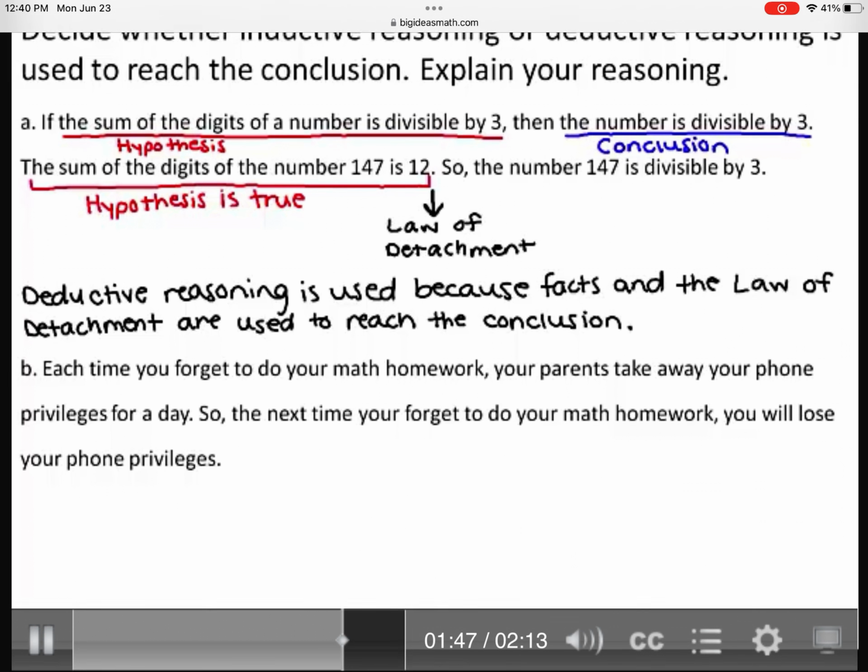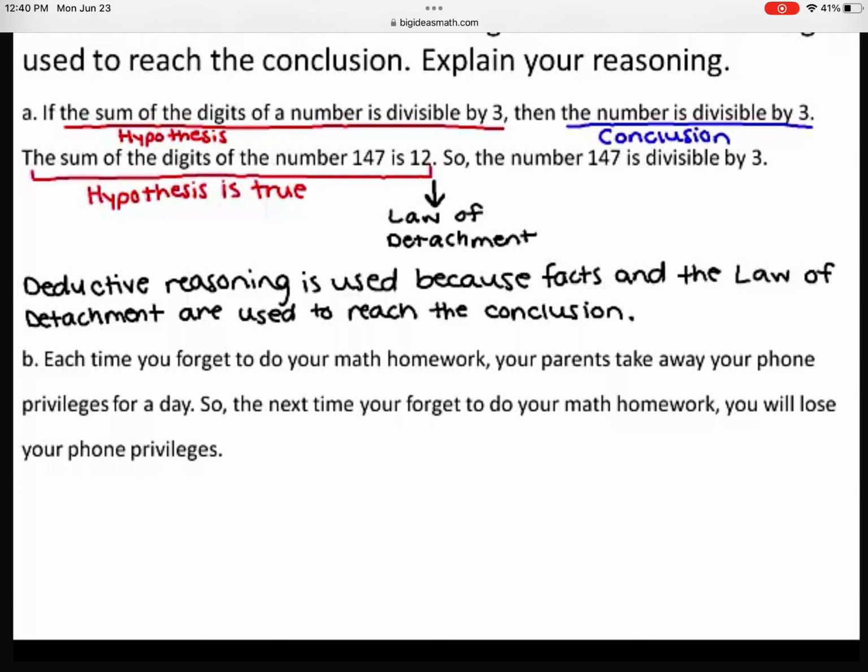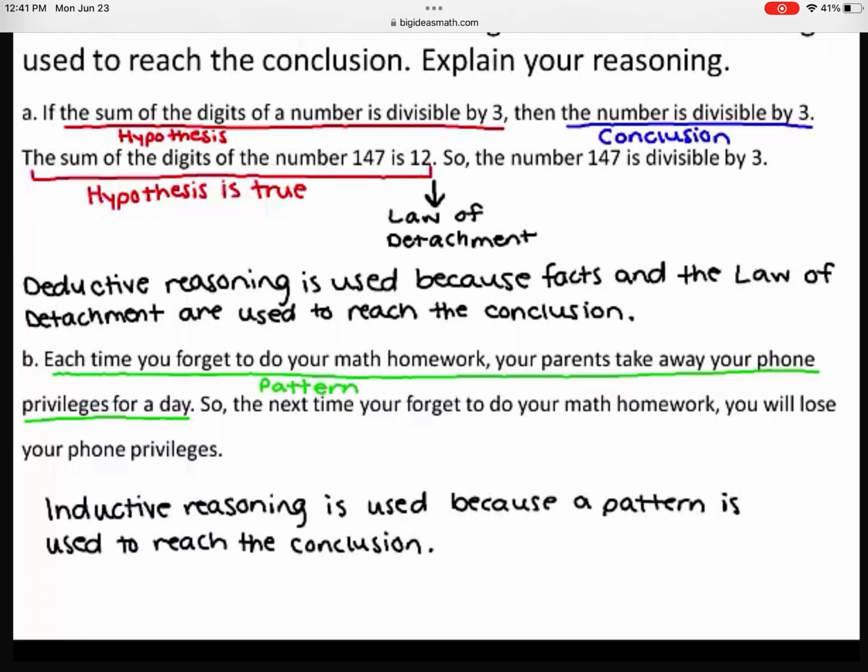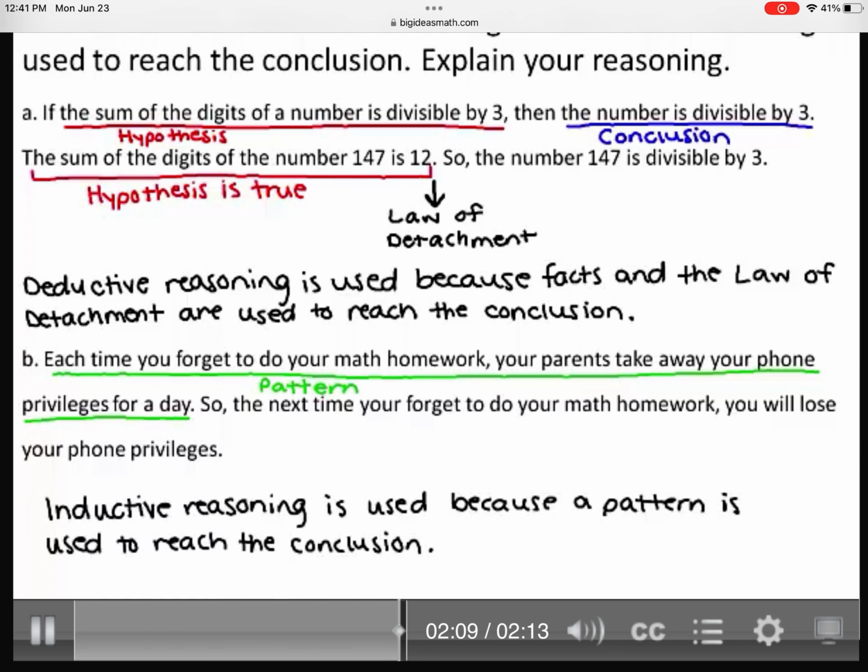In Part B, notice that the first statement describes a pattern. Each time you forget to do your math homework, your parents take away your phone privileges for a day. Following this pattern, the next statement goes on to conclude that the next time you forget to do your math homework, you will lose your phone privileges. Therefore, inductive reasoning is used because a pattern is used to reach the conclusion.